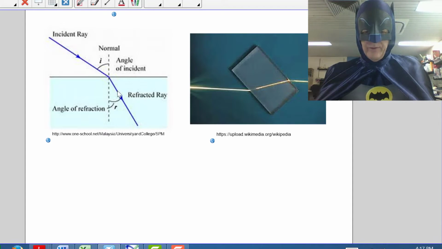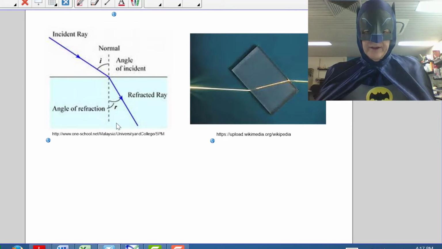Bear in mind that whenever it enters a slower medium, it always bends towards the normal, and your angle of refraction here is going to be smaller in a slower medium than the angle of incidence. It goes the other way around when it comes out, by the way. If it was going out of a more dense medium that was slower, optically dense, then it would go to a faster medium and bend away from the normal. And you could reverse this here.